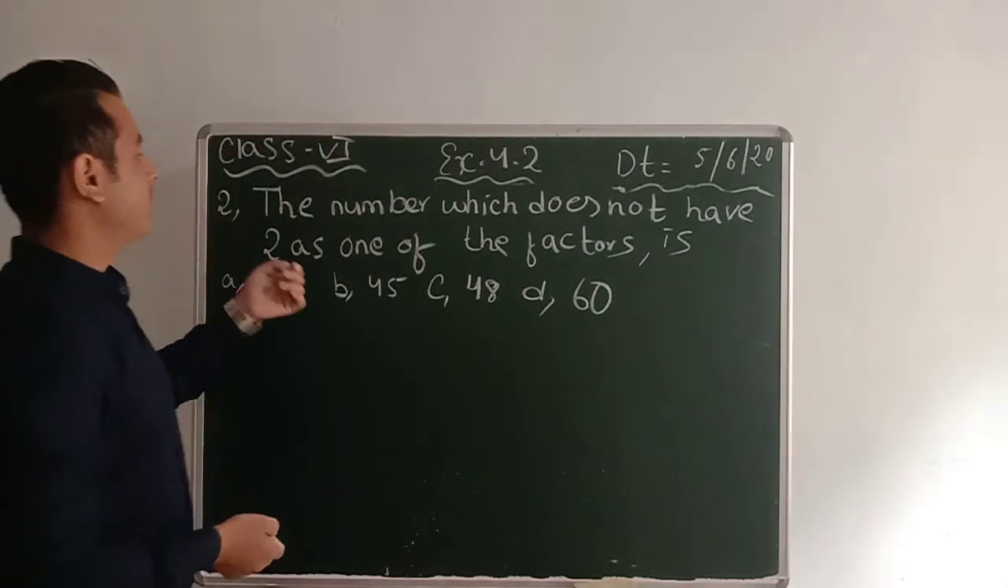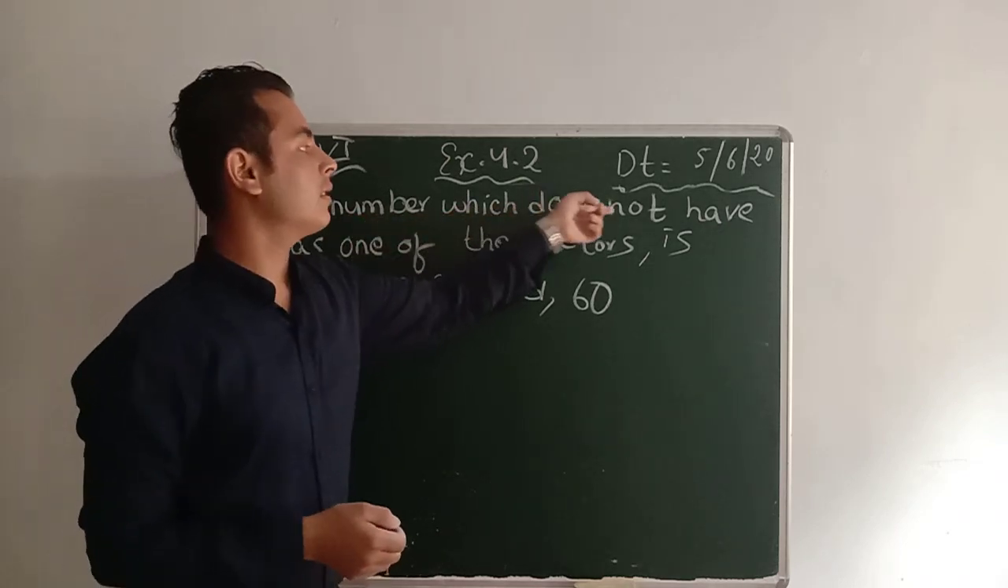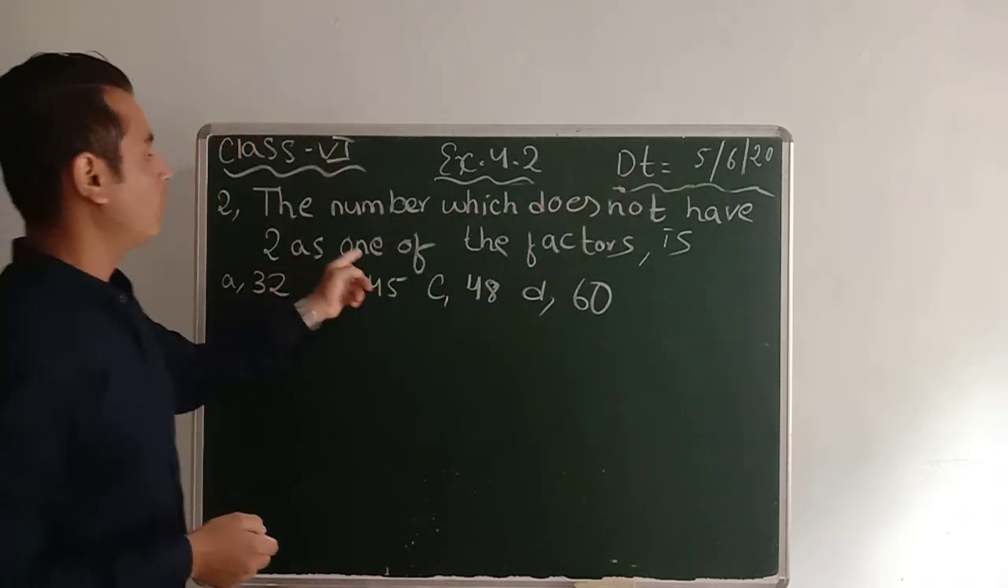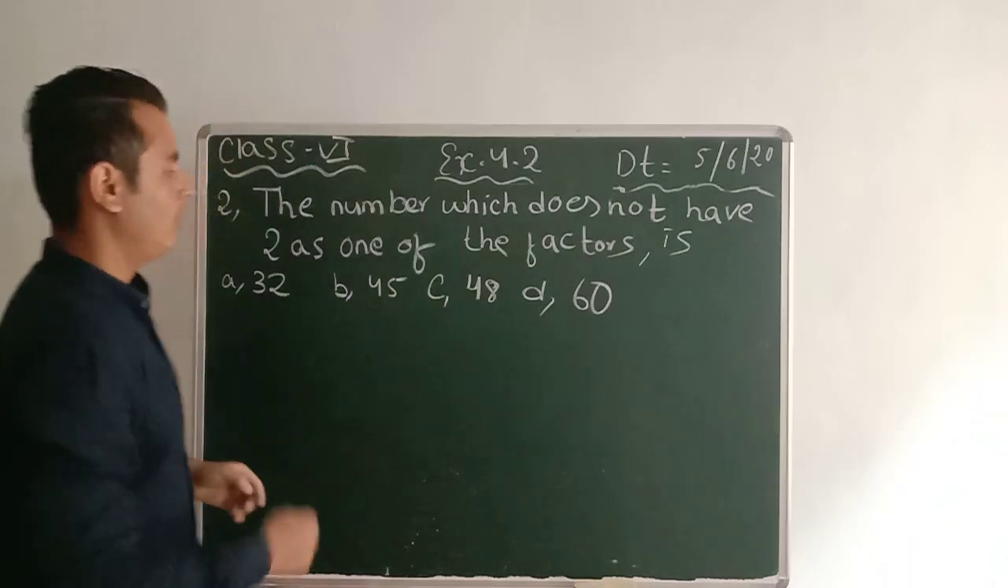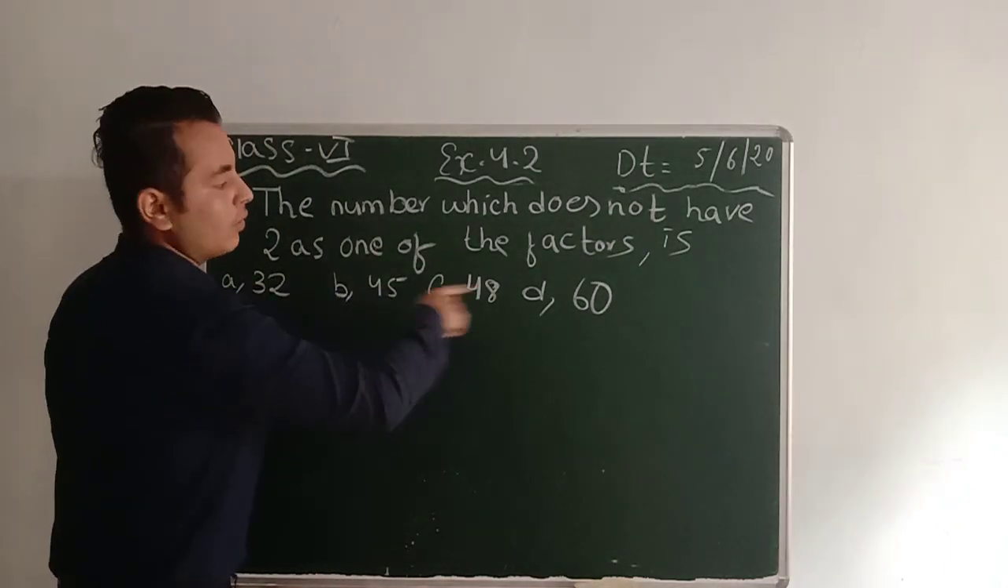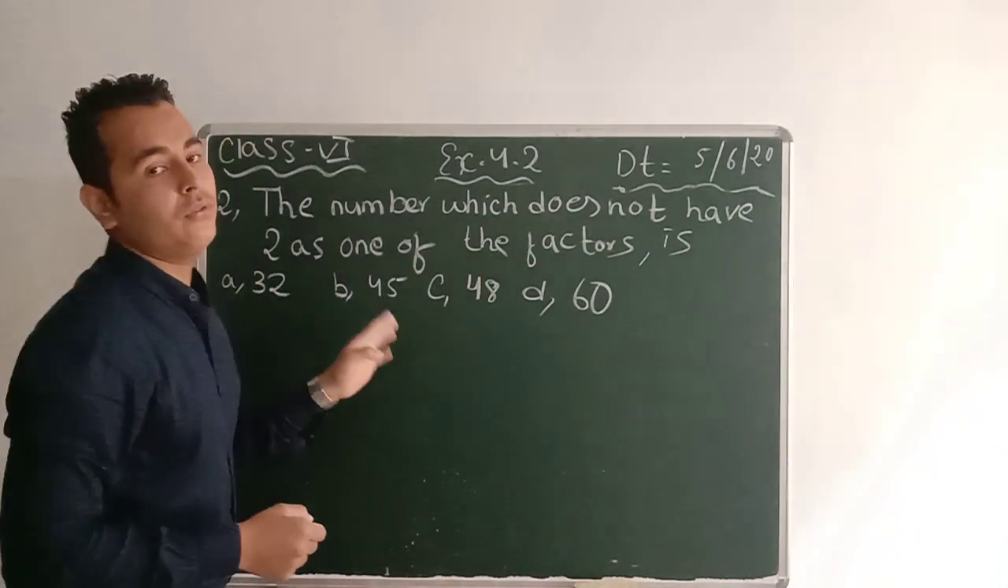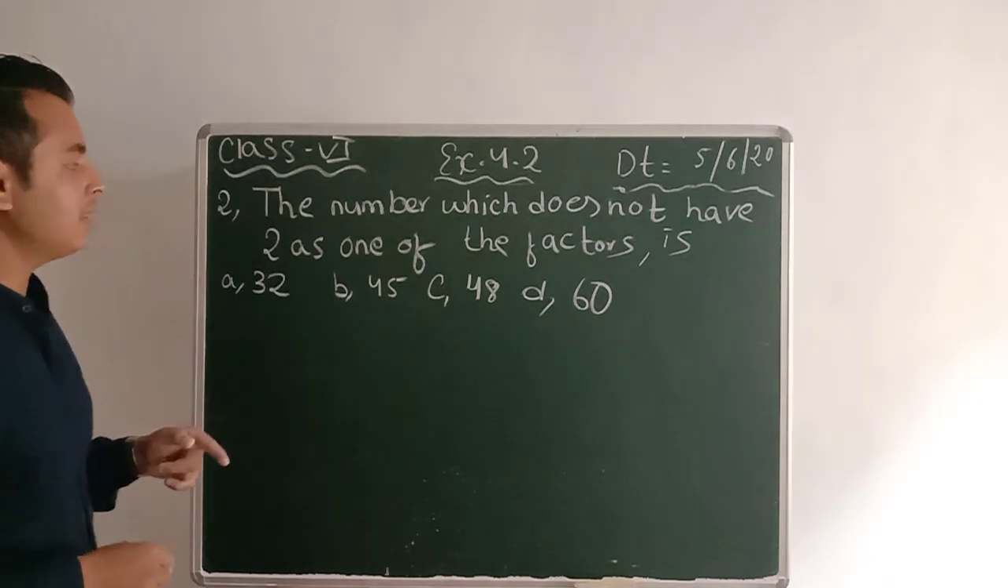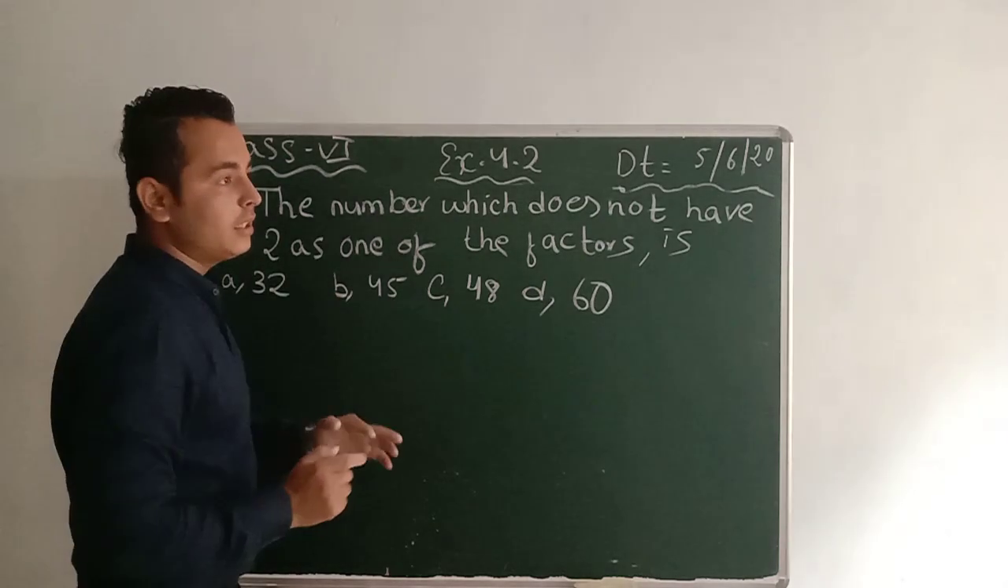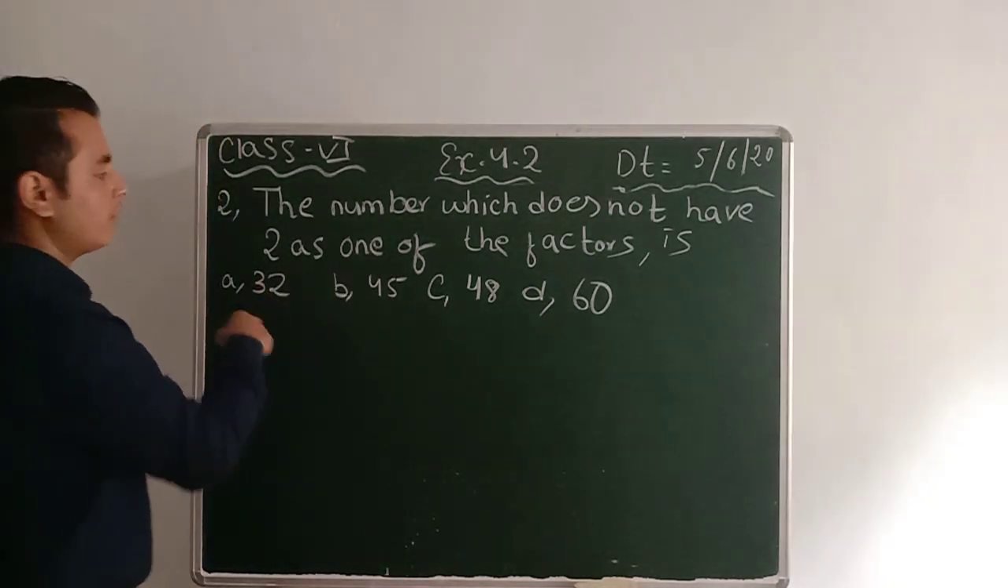We have question number 2 over here. The number which does not have 2 as one of the factors is, out of these 4 numbers, which number does not have 2 as a factor? That means which is the number that is not divisible by 2. We should find that number.